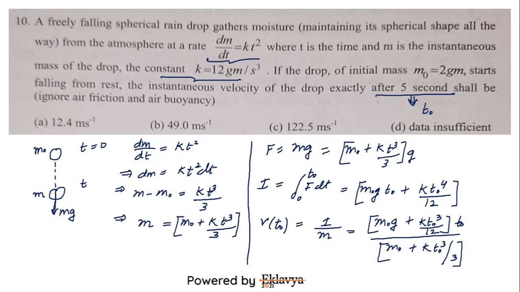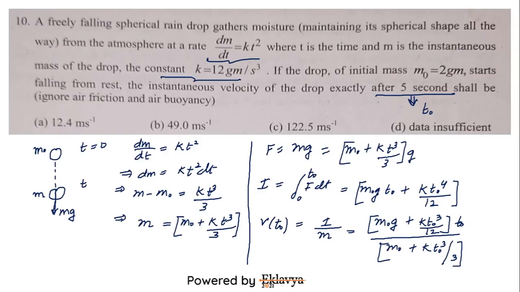We have the value of m naught, that is 2 gram. The value of g is not given to us. The value of g has to be substituted from our side. You can substitute 10, you can substitute 9.8. The value of k is given to us, and everything else is known to us. So the units will take care of themselves, so you don't need to worry about them. Just substitute the values here, and let me do that for you.